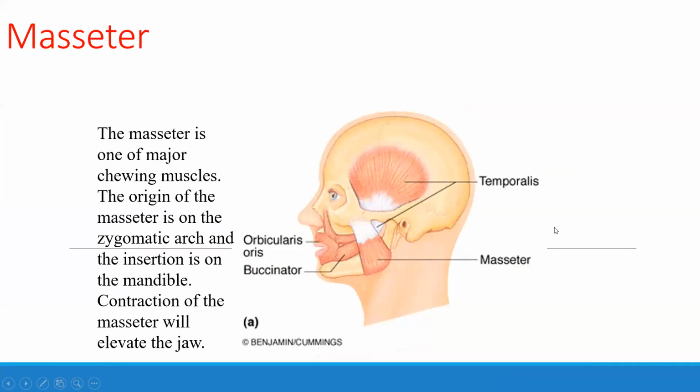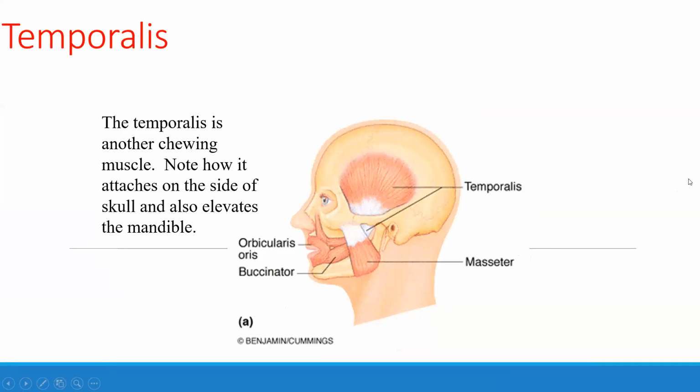The masseter inserts on the mandible. Its origin is on the zygomatic arch. Its action is to elevate the mandible and chew. The temporalis has its origin on the temporal bone. It also inserts on the mandible. It also elevates the mandible.